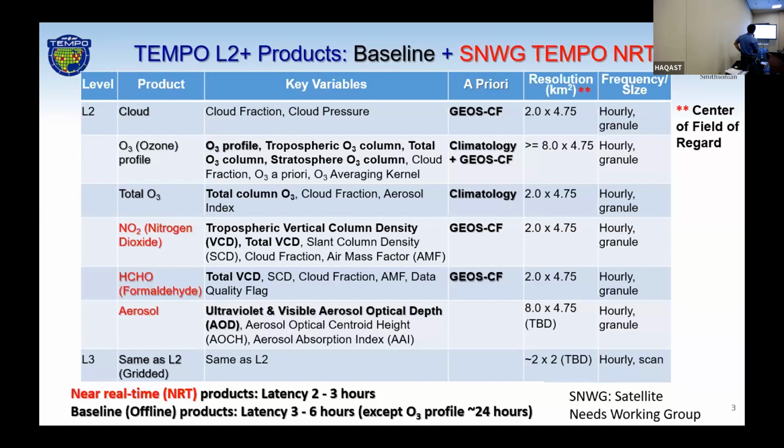Our other products like NO2 and formaldehyde are at the Tempo nominal footprint size. Our NO2 product will be of high precision and accuracy. We know that. We have really great NO2 data from Tempo. And we have our aerosol products as well with UV and visible AOD, and level 3 products on the table for Tempo. Those have essentially the same information content as our level 2 products, but in a gridded format across the Tempo field of regard. And even our offline baseline products will have pretty low latency, about 3 to 6 hours.